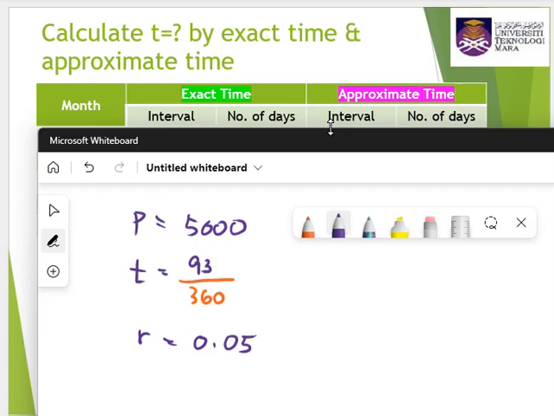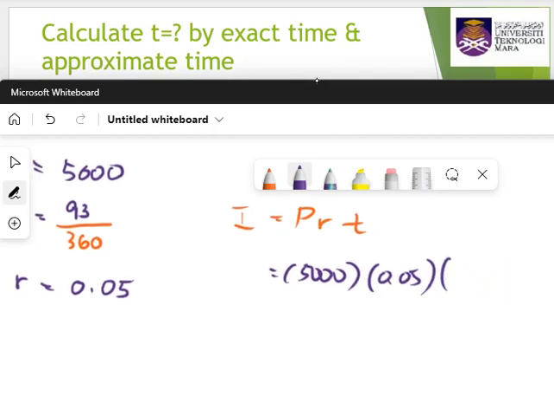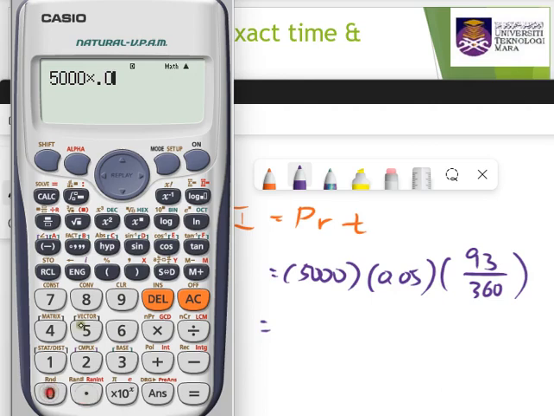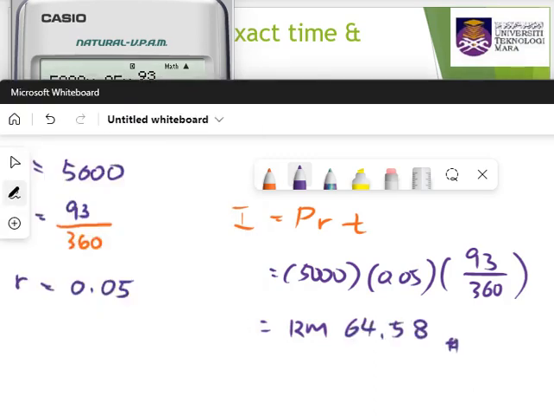Okay, so what will be your answer then? Just substitute into the formula because the question wants you to find the interest, so that is I equal to PRT, the simple interest. Substitute the values respectively, 5,000, 0.05, then 93 divided by 360. So get your calculator. So 5,000 multiply by 0.05 multiply by 93 divide by 360. So you have RM64.58. So do remember your RM, 64.58.